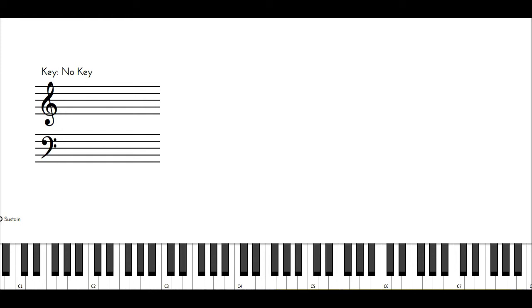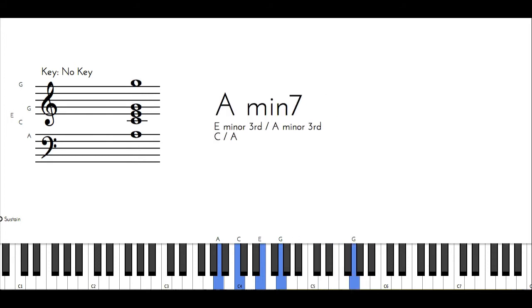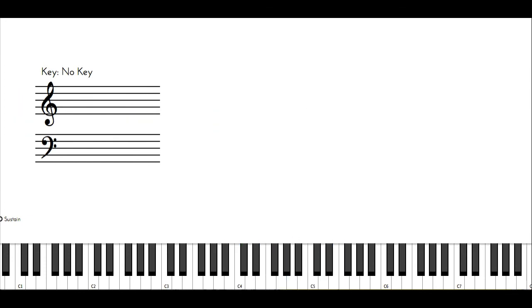For example, if I just play A minor 7, I could use 3 different modes there. I can use the natural minor, I could use the Phrygian, I could use the Dorian mode. It's all about how you want to use the notes after the 7th, which would be the G.